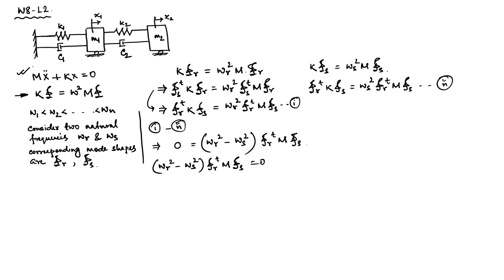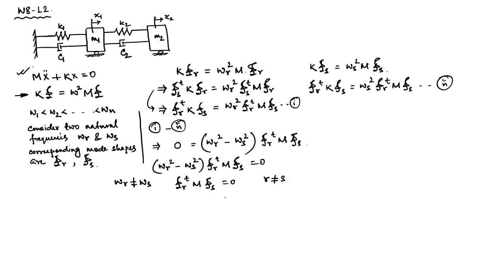Now, what we can notice is, if omega r is equal to omega s, obviously this equation is satisfied, but we are not looking at this case for the time being. We are actually looking at when omega r is not equal to omega s, because there are two natural frequencies which are not the same. So, we consider two different natural frequencies, and then obviously for that problem, if this equation is satisfied, what we can conclude is that phi r transpose m phi s is equal to 0 if r is not equal to s.